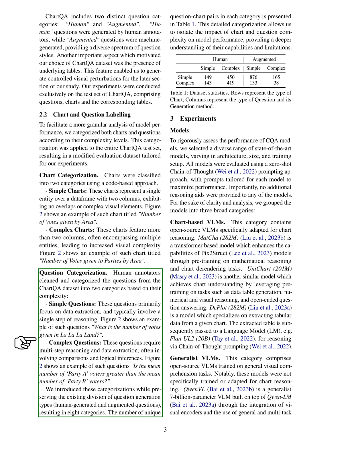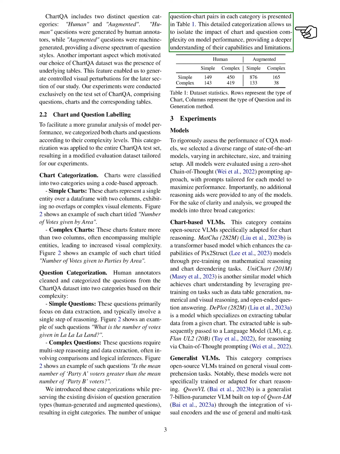We introduced these categorizations while maintaining the existing division of question generation types, resulting in 8 categories. This detailed categorization helps us understand how chart and question complexity impact model performance, revealing their strengths and limitations. For our experiments, we selected various state-of-the-art models with different architectures, sizes, and training setups to evaluate their performance using a zero-shot chain of thought prompting approach. No additional reasoning aids were given to any of the models during evaluation.